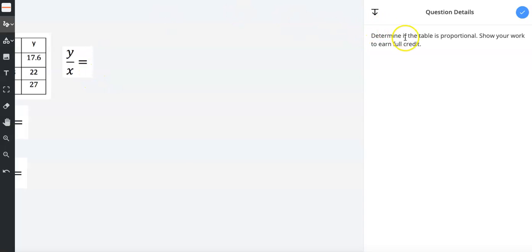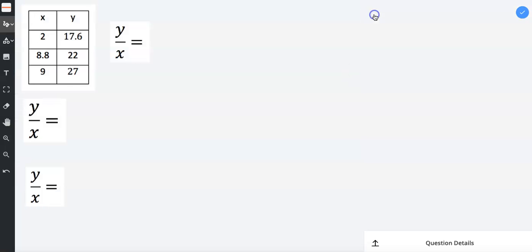The directions for this problem say, determine if the table is proportional, show your work to earn full credit. So I'll go ahead and get rid of these question details so I can see the problem better. And then I'm going to fill in X and Y. X is all of these values on the left. The Y values are the 17.6, the 22, and the 27.